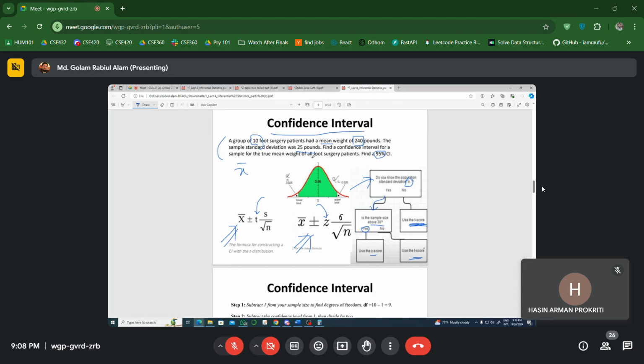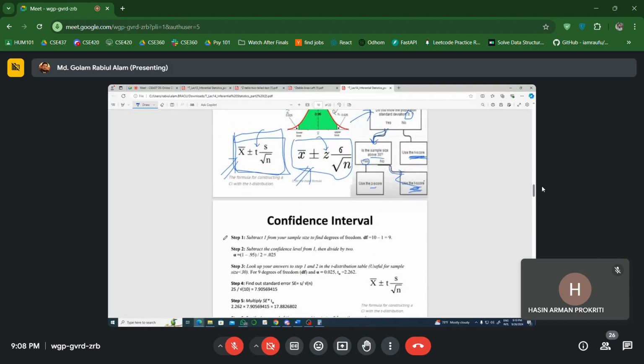So now we have to apply this formula or that formula. According to this definition, we can see sigma is given, so we have to go in this direction. But now we can see the sample size is just 10, so 10 is not above 30. That means we have to use the t-score. So we have to use this equation for that.